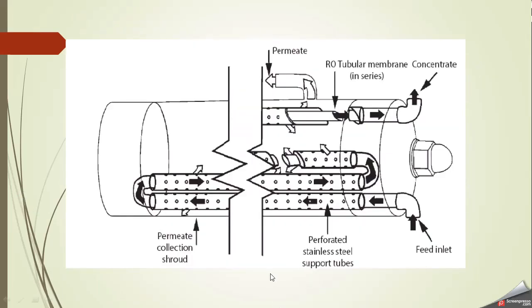You can see in this figure, the feed inlet comes in and then passes through these tubes one by one, and at the end the concentrate is collected on the other side from the tube. The purified water from the shell side is collected at the top as permeate. Very simple configuration.